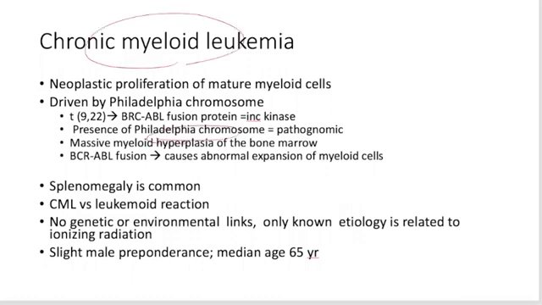It has massive myeloid hyperplasia of the bone marrow, causes abnormal expansion. Splenomegaly is common. You can have a chronic myeloid leukemia versus a leukemoid reaction. You would have to differentiate. With chronic myeloid, there's a slight male preponderance. Median age is 65.